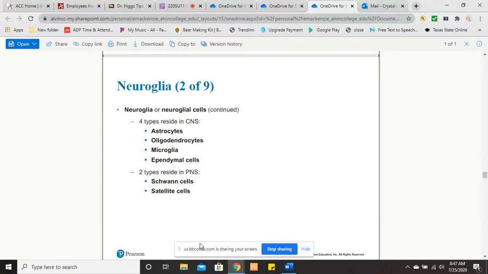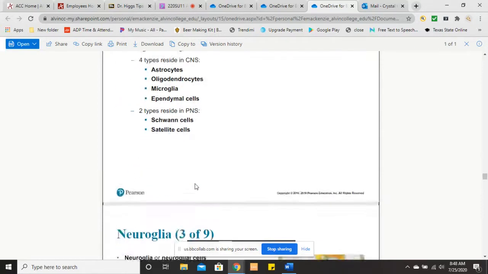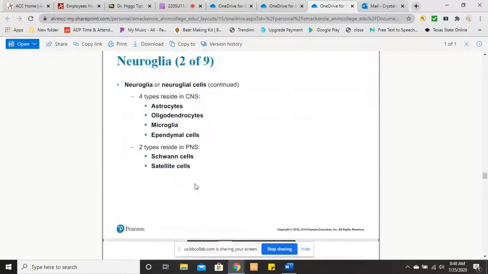So let's go through them. There are astrocytes, oligodendrocytes, microglial cells, ependymal cells, Schwann cells, and satellite cells. And they're found in different places. These first four, astrocytes, oligodendrocytes, microglia, and ependymal cells, are all found in the central nervous system. So we'll find them in the brain and spinal cord. While your Schwann cells and your satellite cells are found in the peripheral nervous system. So we'll find them in your nerves. So let's see what they do.